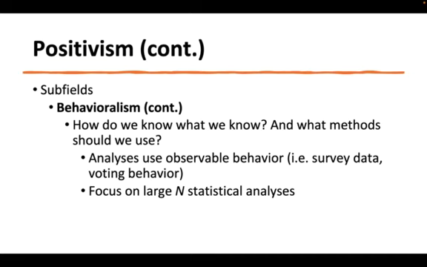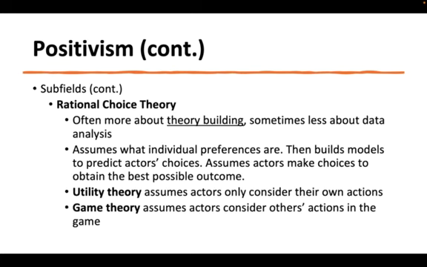Now, for a behavioralist, how do we know what we know? And what methods should we use? Well, I suggested that survey research is prolific, plentiful. We certainly have a lot of surveys that are available. Voting behavior is a topic that falls squarely within this notion of behavioralism. And so we focus on what are called large N statistical analyses. Thousands of cases, all amenable to statistical analysis.